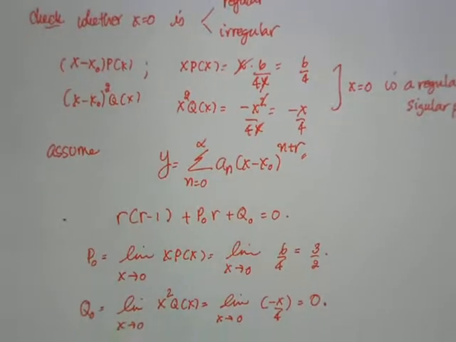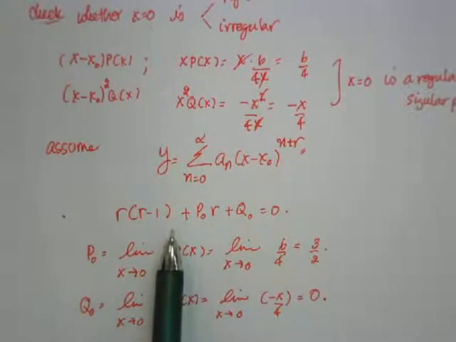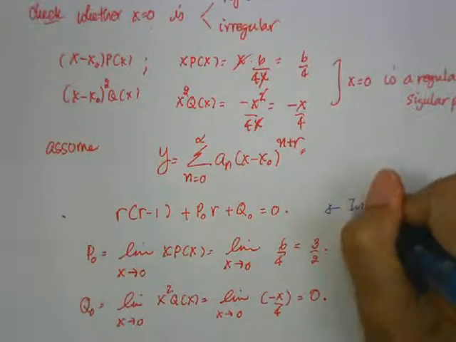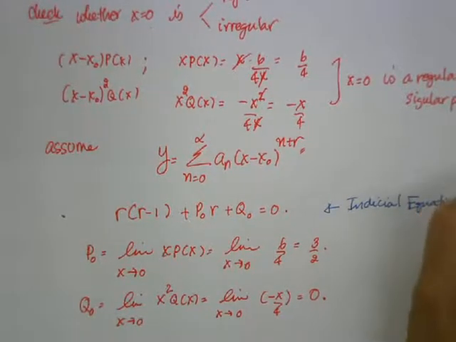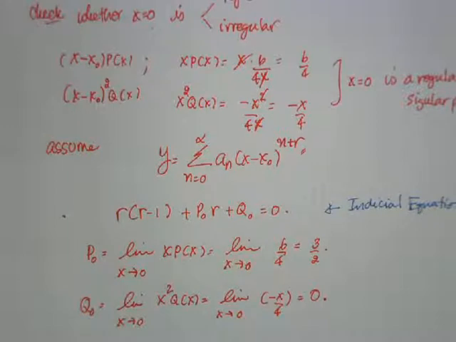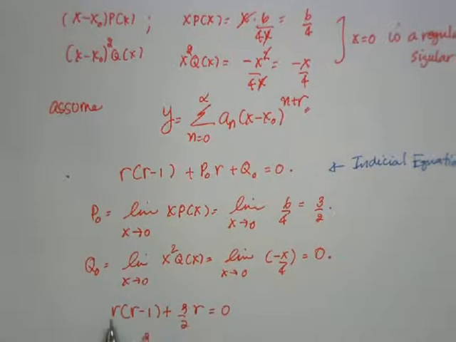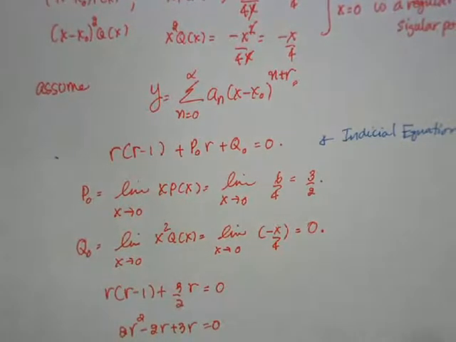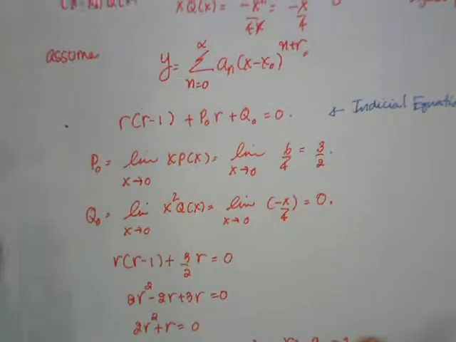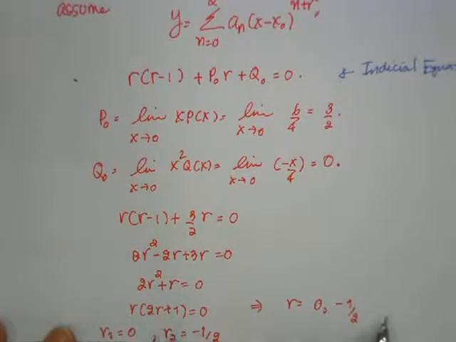You plug the values of p0 and q0 into your initial equation. This equation is called the indicial equation, right? You plug the values in there, and you can find the value of r from that. Okay, so we have 2r squared plus r equal to 0. So we get two values of r, which are 0 and minus 1 over 2.